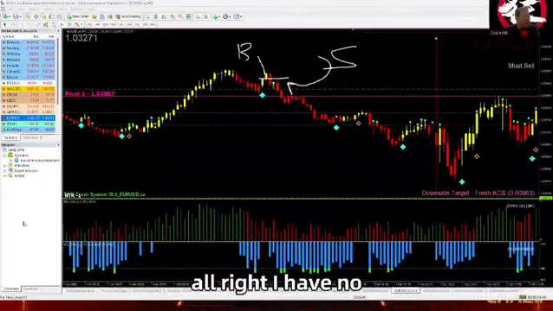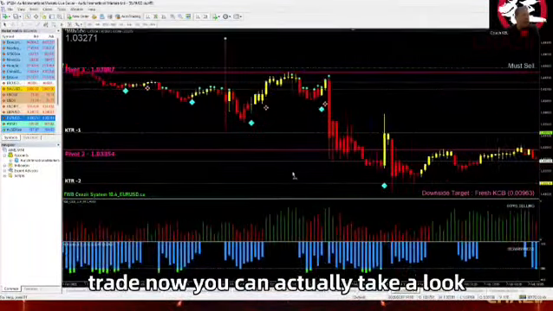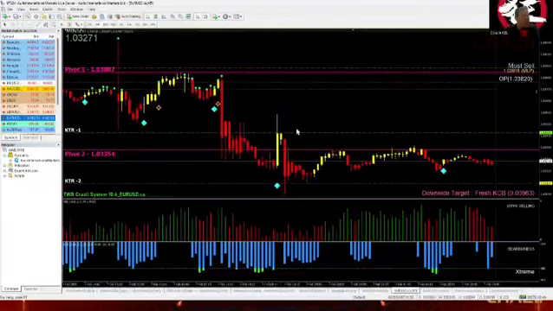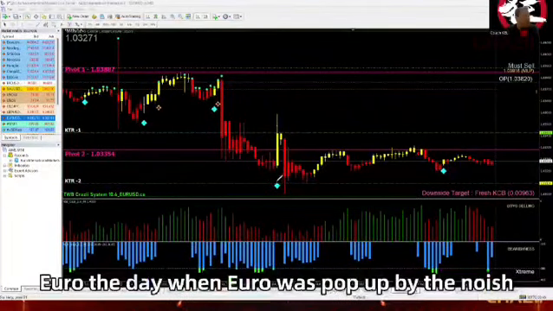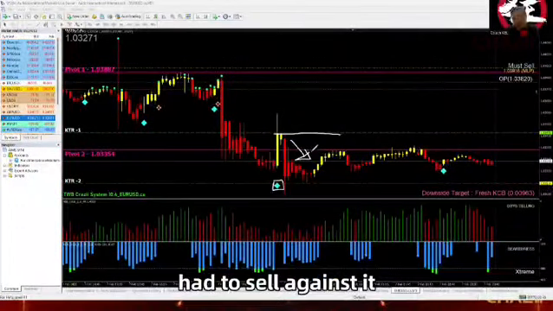I have no backtest on how accurate this is, but I think as a trader you can take a look. That's why you see on this euro that day, when the euro was propped up by I don't know which officer, if you see a diamond, you draw a line at the closing price, and you will notice that you just have to sell against it.